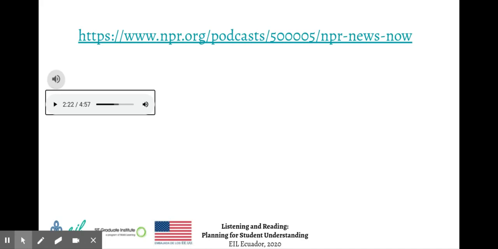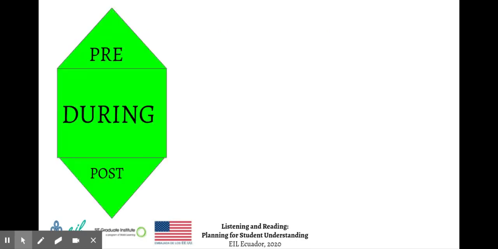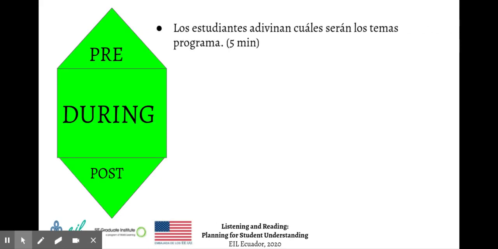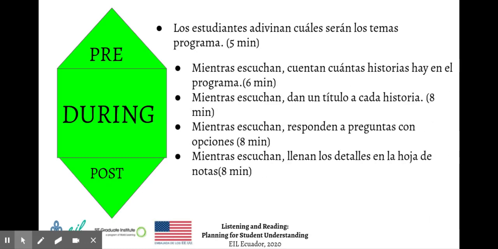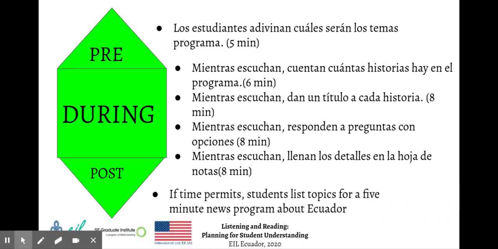Is that enough to give you an idea what the news program sounded like? So that is what we'll be using as we look at this lesson plan. So again, it's a pre, during, and post. We have a very short 5-minute pre-stage guessing what happens next. And then this time we have 4 during activities, each one aimed at this news program. And then if there's time, they will plan their own 5-minute news program about Ecuador.